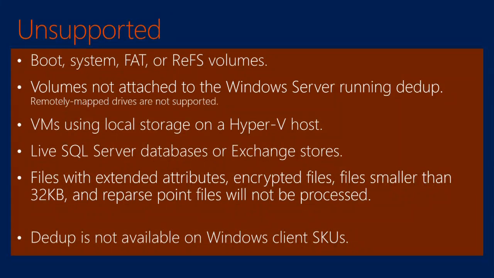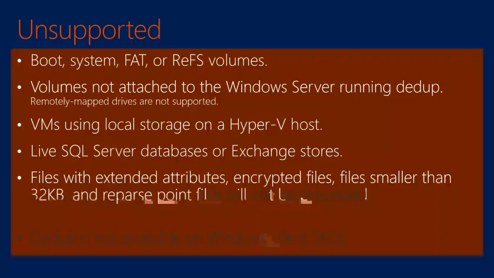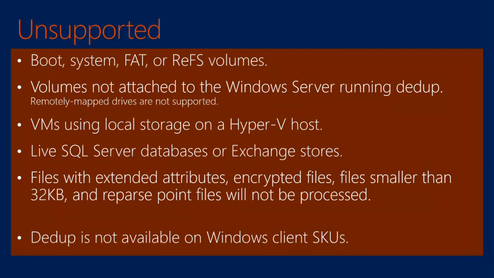And then finally, there's some files that we just won't deduplicate at all. If there are extended attributes on them, we won't do those. If the files are encrypted, we don't deduplicate the encrypted file. And if it's smaller than the average size of the chunk, you won't get any savings from it, so we just leave it in the general file system, as well as reparse points. Deduplication is available on Windows Server 2012 and R2. It's not on Windows Client.